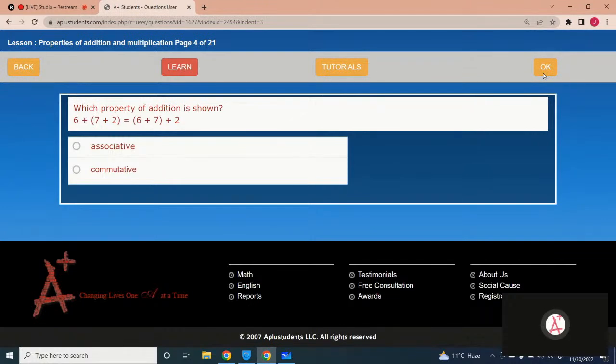Okay, which property of addition is shown? Is it associative or commutative? 6 plus 7 plus 2 equals 6 plus 7 plus 2. Which property is it? The three numbers are involved on both sides. Just the order of solving the numbers is different. So which property is it? Yes, very good. It is the associative property. So just select the correct option and click on the OK button.